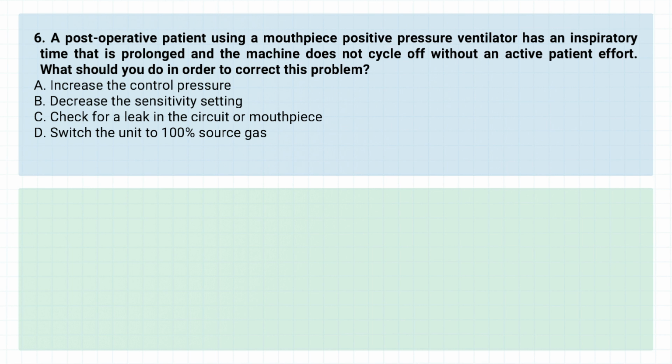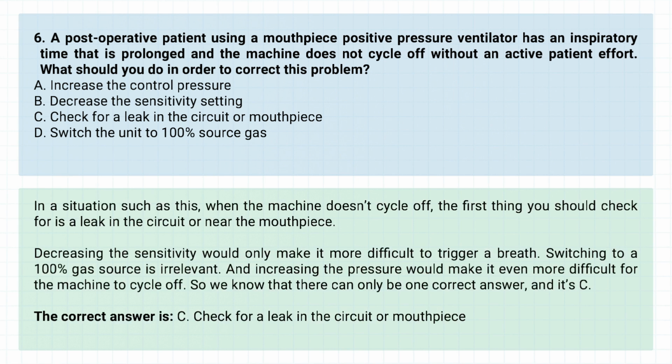A. Increase the control pressure. B. Decrease the sensitivity setting. C. Check for a leak in the circuit or mouthpiece. D. Switch the unit to 100% source gas. The correct answer is C. Check for a leak in the circuit or mouthpiece.